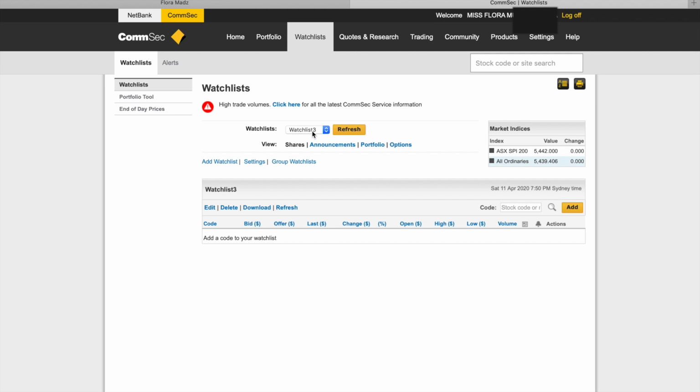So you can edit it and say "Tech shares to buy". You could just choose to put all your tech shares in there. So you save that, and then it appears here. So that's your tech shares to buy. And if you want to add a tech stock, you can add whatever you want.